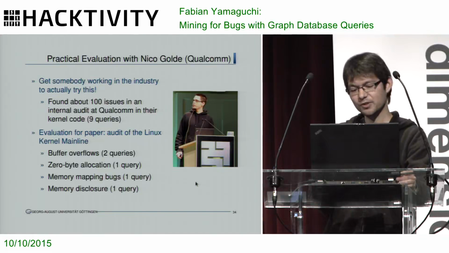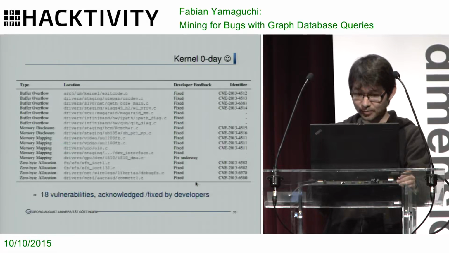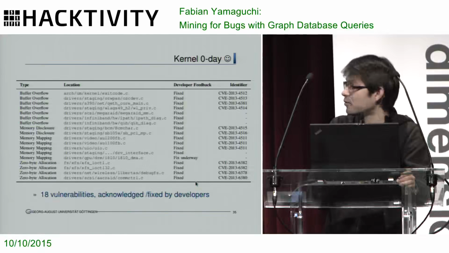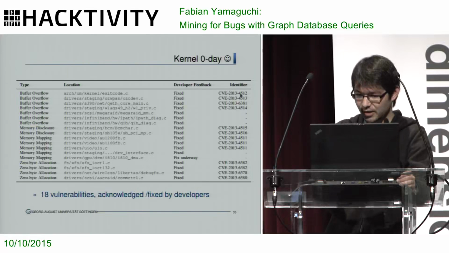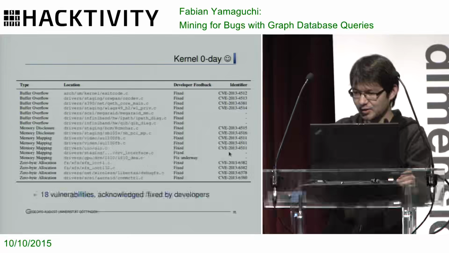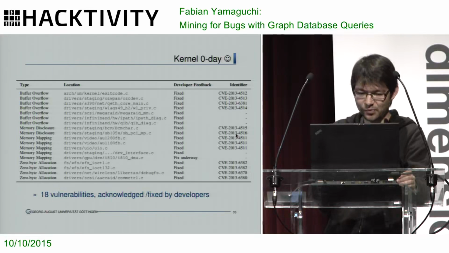So we did 2 queries for buffer overflows in the Linux kernel, 1 for 0-byte allocations, 1 for memory mapping bugs, and 1 for memory disclosure bugs. And this was the outcome. We found 18 vulnerabilities acknowledged and fixed by the developers, and you can see we also got CVE identifiers. So these are not just problems that security people like to think of as problems, but the developers said, okay, yeah, this is a vulnerability. Let's give out a CVE.